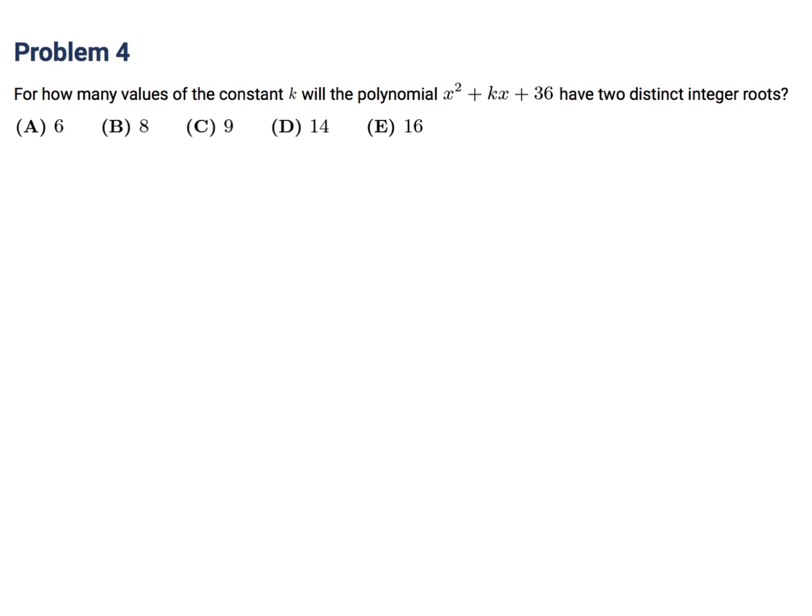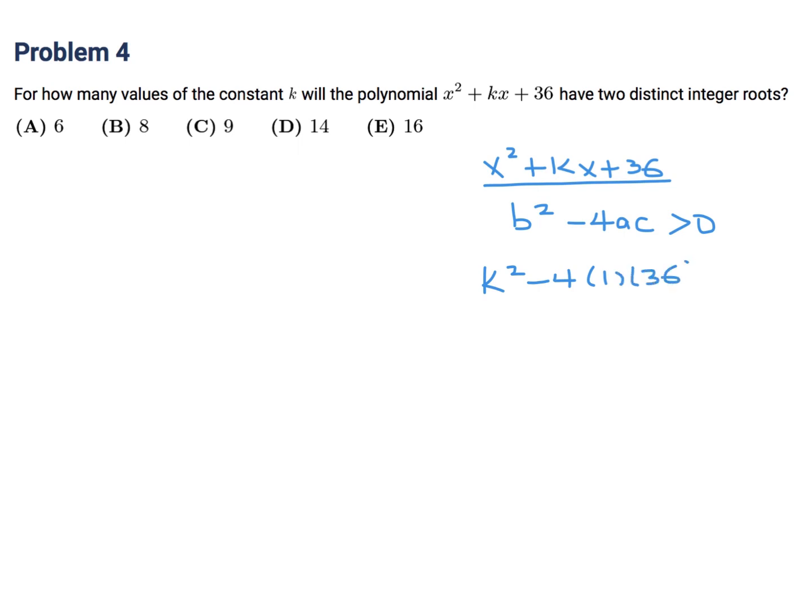For how many values of the constant k will the polynomial x squared plus kx plus 36 have two distinct integer roots? All right. So we have x squared plus kx plus 36. Now, it's going to have two distinct real roots if the discriminant is greater than 0. You all know what the discriminant is, right? In that equation, b squared minus 4ac would be k squared minus 4 times 1 times 36, and that's got to be greater than 0. So this becomes k squared is greater than 144.